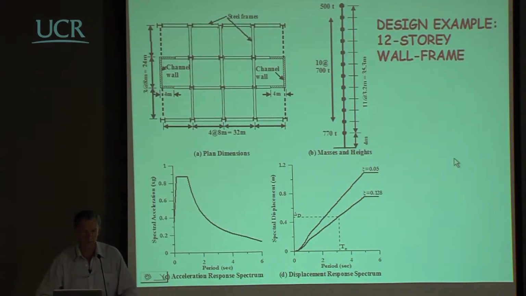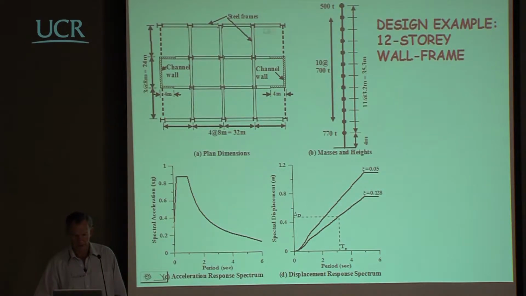Now, as far as the walls are concerned, we would just use the same overstrength factors that we got from the cantilever wall designs. Now, in the appropriate part of the book, and also in these notes that are handed out to you, we have a design example to illustrate the way in which this is carried out. It's a 12-story steel frame building here, but with reinforced concrete walls, channel walls at the ends.